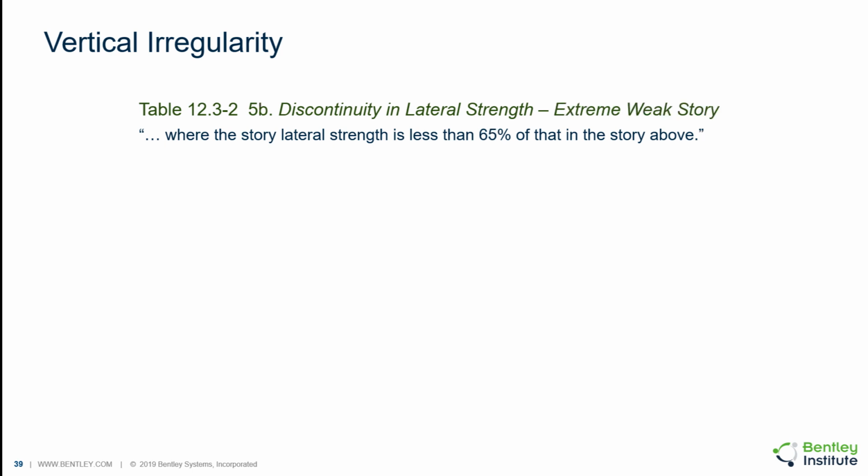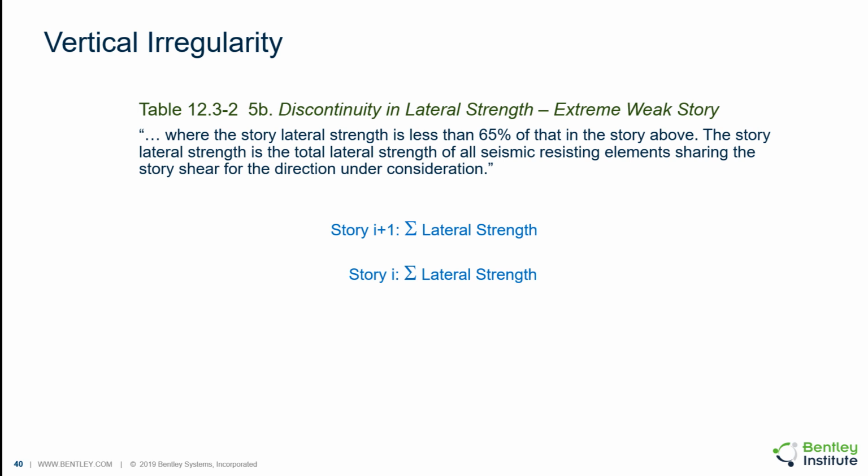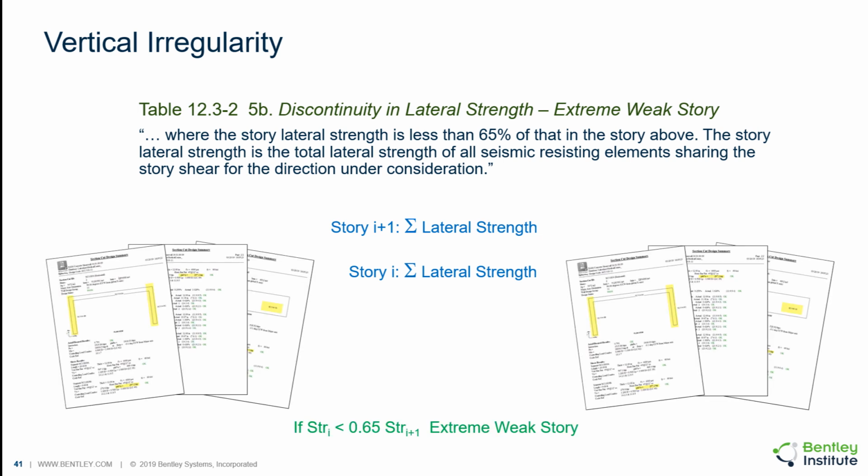The extreme weak story irregularity is like the weak story irregularity, except it occurs when the strength of a story is less than 65% rather than 80% of that of the story above. The process of summing the story strength is the same, and if the story strength is less than 65% of that of the story above, the structure is classified as extreme weak story irregular.